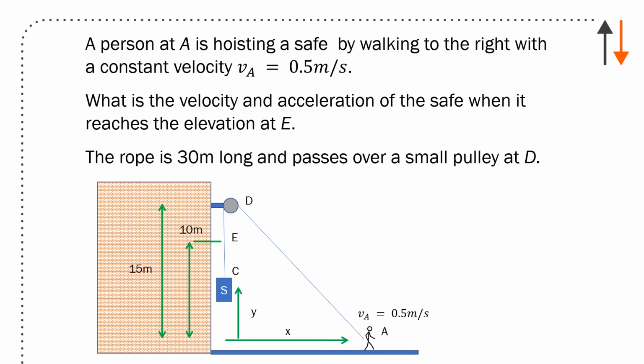Another example, so there are 2 more examples in this video. A person at A is hoisting a safe by walking to the right with a constant velocity vA equals 0.5 meters per second. Here's the person. What is the velocity and acceleration of the safe when it reaches the elevation at E? So it starts at 0 essentially. It starts somewhere down here and it ends up over here. The rope is 30 meters long and passes over the small pulley at point D. There you go. So 15 meters up, 10 meters to the point of interest.